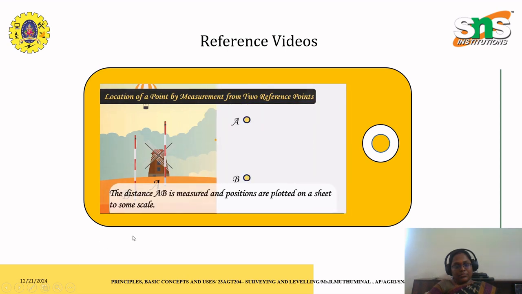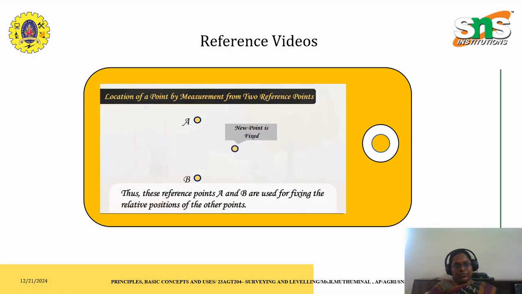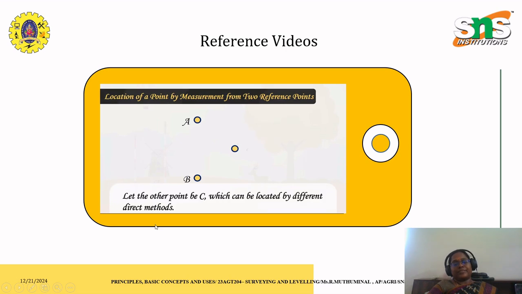The distance is measured and positions are plotted on a sheet to some scale. Thus, these reference points A and B are used for fixing the relative positions of the other points. Let the other point be C, which can be located by different methods. As I said initially, you have to consider these two points A and B as the main points, that is control points, and here we are going to establish a new point which is going to be at a perpendicular distance as shown here.